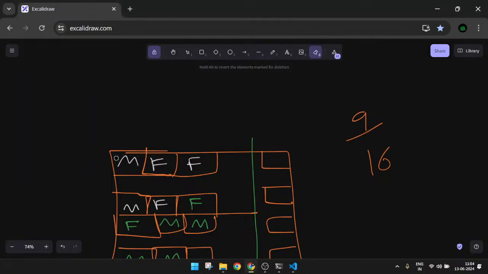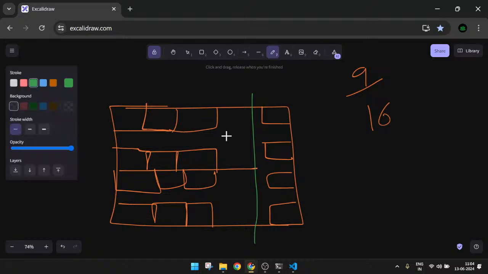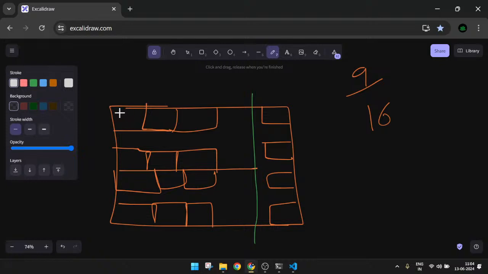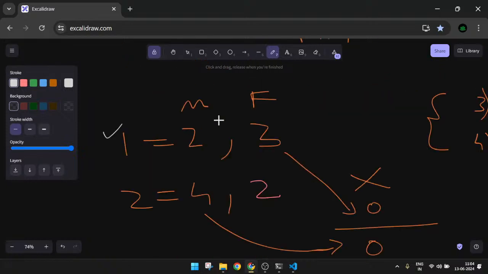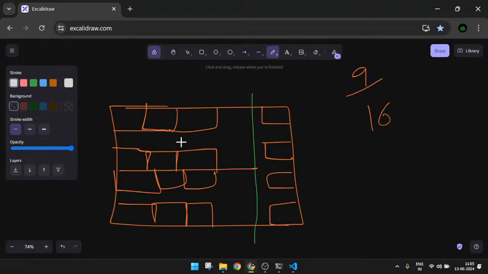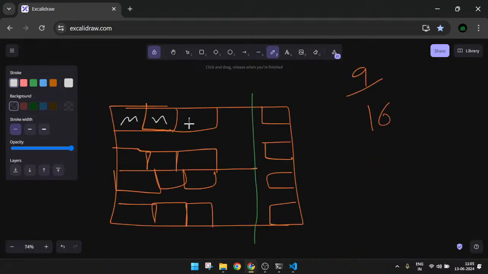Or what can I do the other way around? Let me check, let me guess. If I talk about group 1, I can start assigning. So this has seat number 1, 2, 3, 4, 5, 6. I'll ignore 7, 8, 9, 10, 11, 12, 13, 14. Okay, so I'll start assigning male, male, and three females. Female, female, and female. Like this, I will assign.